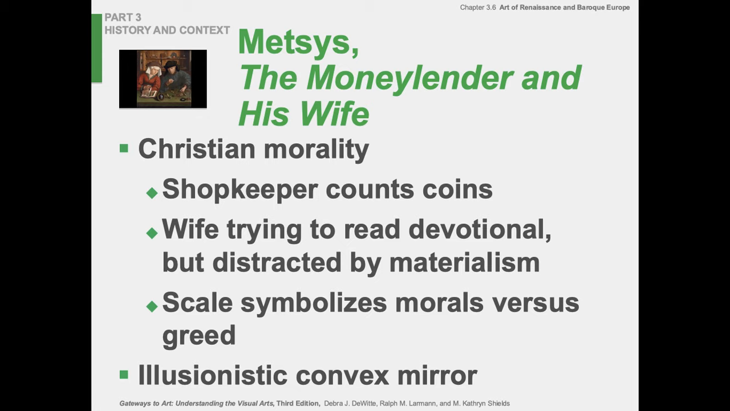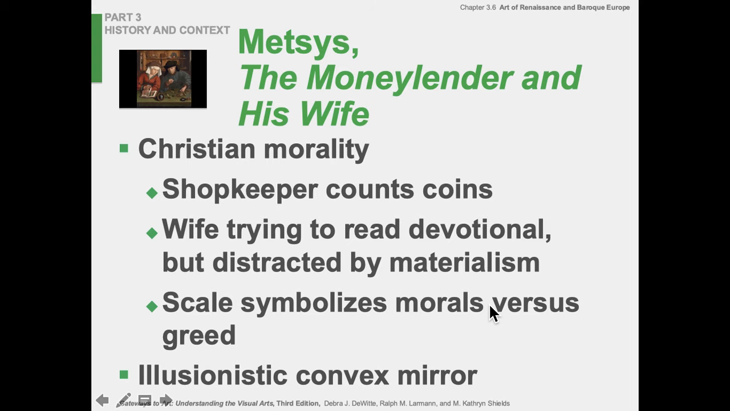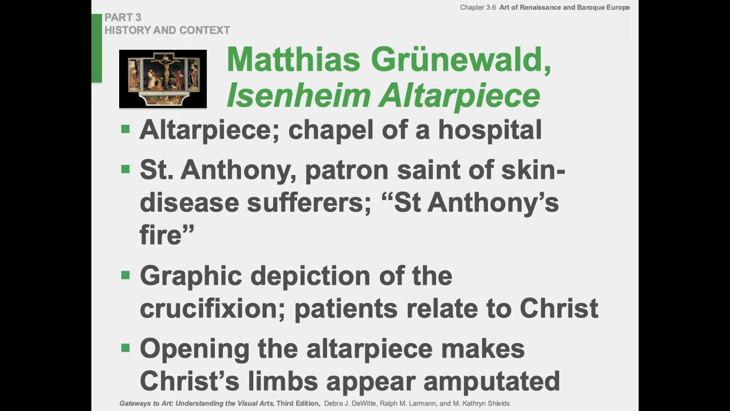So this is Christian morality. A shopkeeper is counting his coins, and a wife is reading her devotional, and she doesn't want to be distracted by materialism, but she is. So she's got her Bible here, and he's counting his money, and you know how that goes in the Bible anyway. She's getting a little distracted by the money. So morals versus greed, and then we have that illusionistic convex mirror.